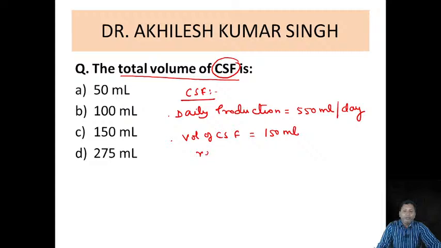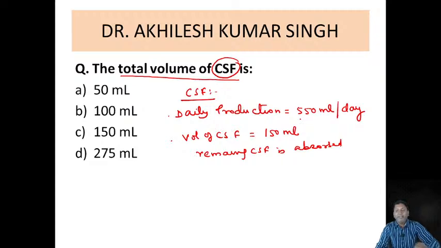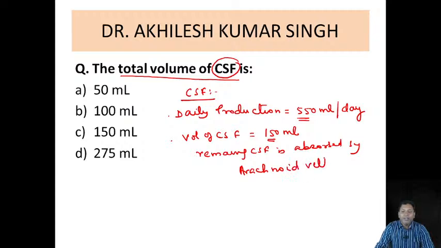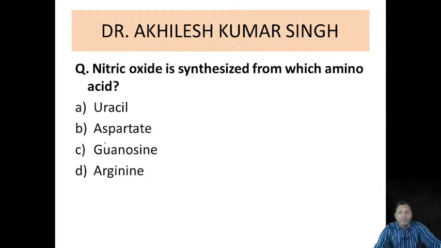Production is more than the volume, so what will happen to the remaining? The remaining CSF is absorbed by the arachnoid villi. So what is the answer here? The answer is C, 150 ml.